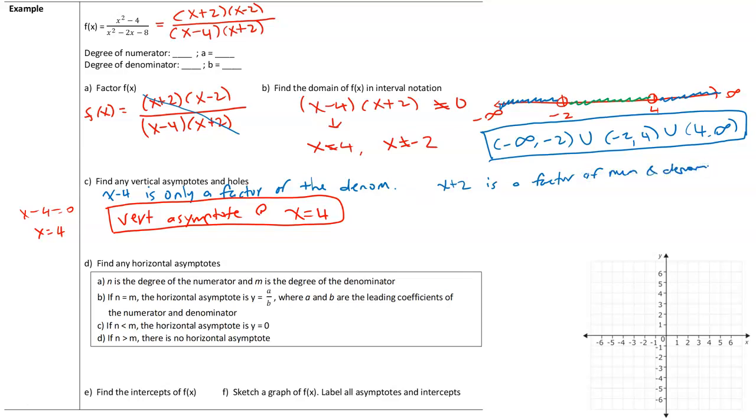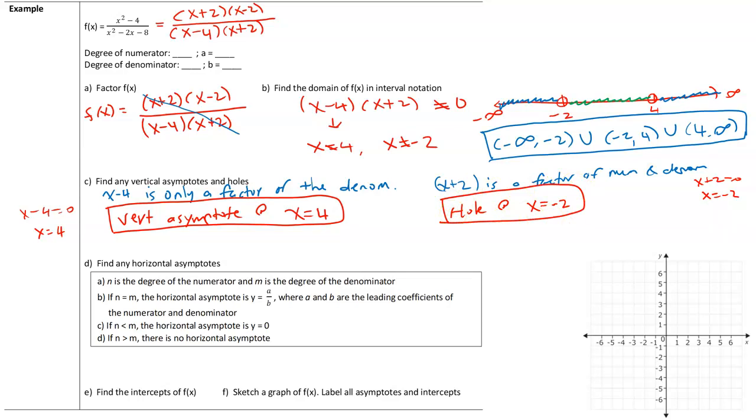So when an expression is a factor of both the numerator and denominator, there's going to be a hole at that point. So we will have a hole. And remember, we're always setting this equal to 0. So if I set x plus 2 equal to 0, then I get x equals negative 2. So there's going to be a hole at x equals negative 2. Okay, so we're working through this step by step.